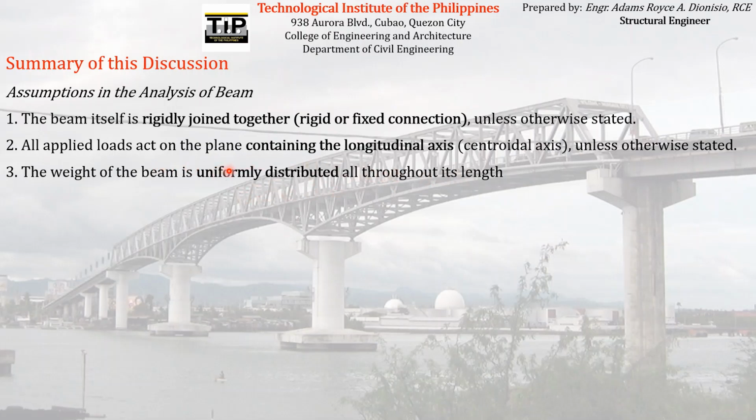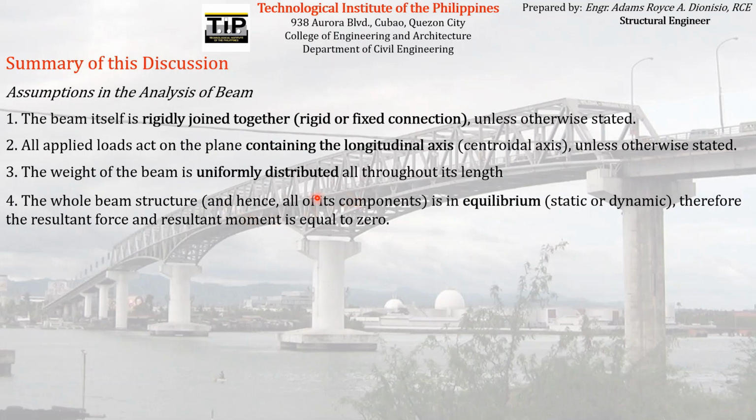Ibig sabihin, hindi pare-pareho yung size ng cross-section all throughout the length. So, syempre, yung distribution ng weight nun all throughout the length ng ganong beam, tapered beam, medyo hindi na uniform. So, iba na yan. Varying na. Uniformly varying, pwede.